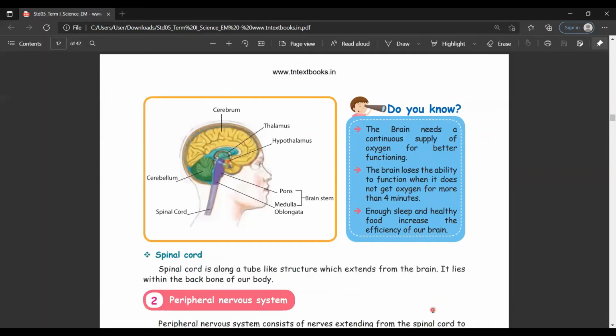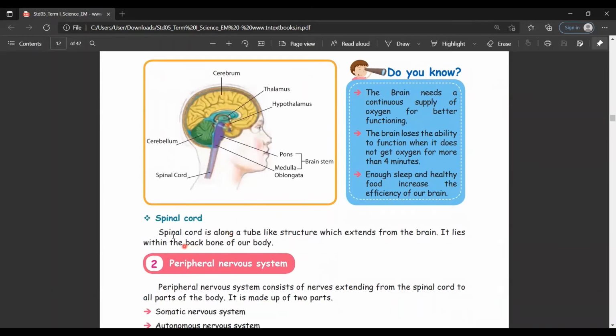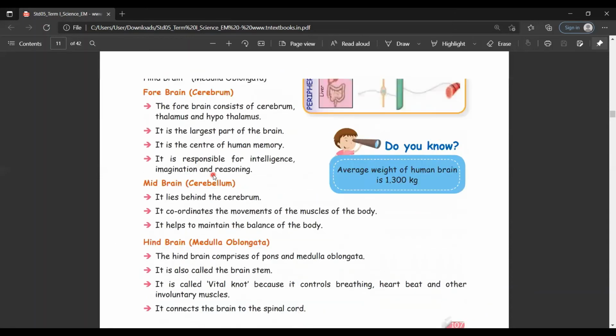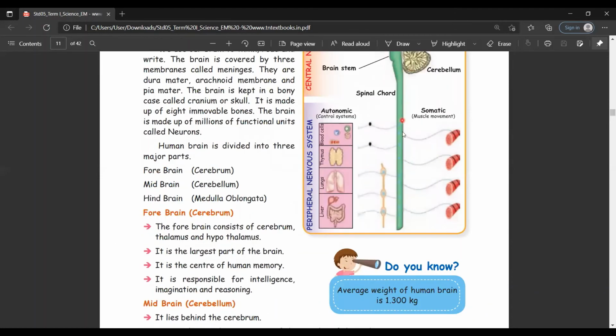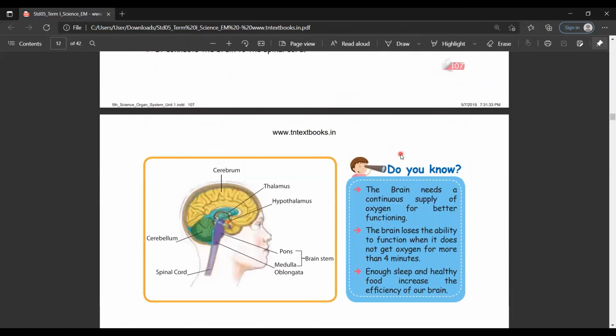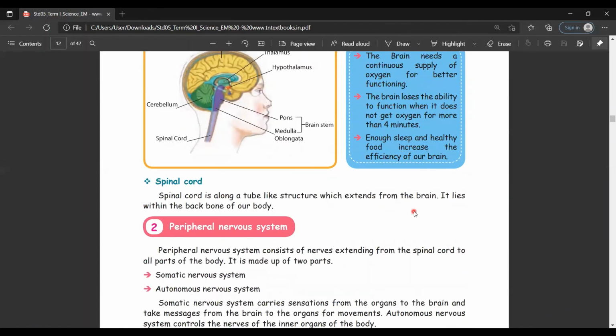Okay children. The next is spinal cord. Spinal cord is a long tube-like structure which extends from the brain. It lies within the backbone of a body. So this is the spinal cord. You can see in the previous diagram. See spinal cord, long tube-like structure which extends from the brain. It lies within the backbone of a body.